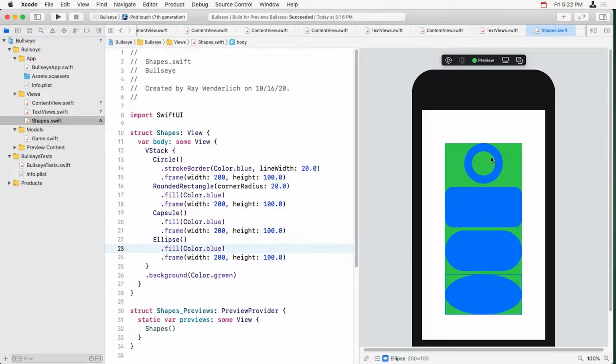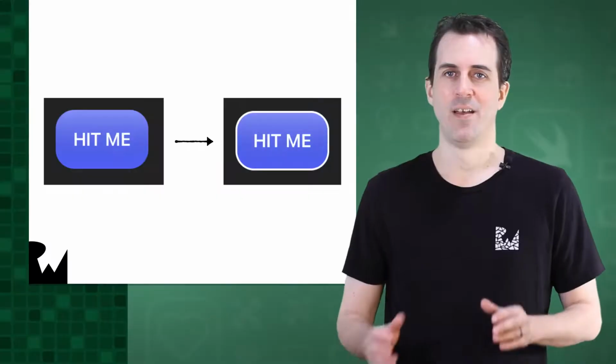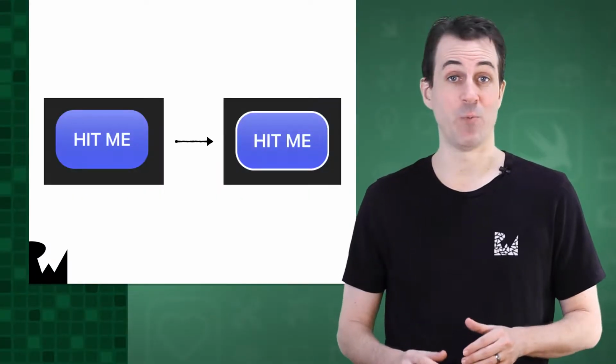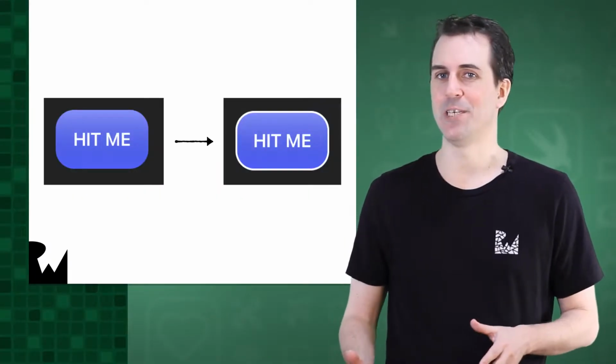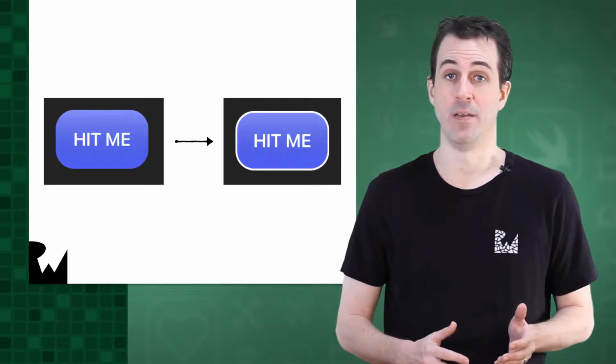Here we go. So you can play around with this more if you want to just try different view modifiers that you can find here in the object library if you want to see what different shapes look like. But this is a good little playground we can use to just test and see what we can do with shapes in SwiftUI. Okay, now that you understand the basics of working with shapes with SwiftUI, how can we use this to add the border around the Hit Me button?